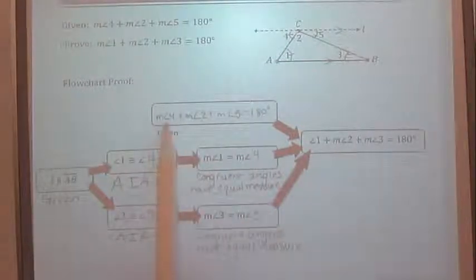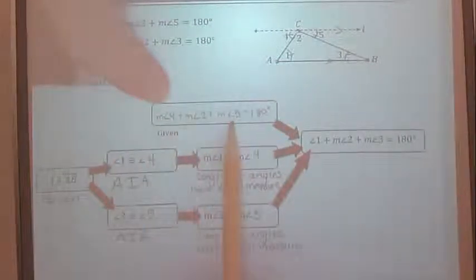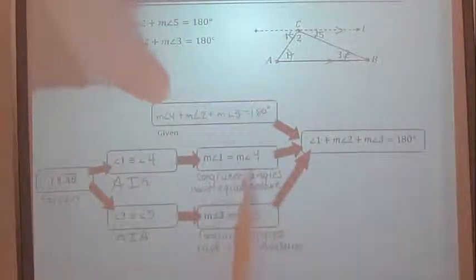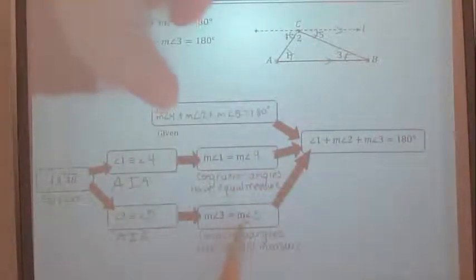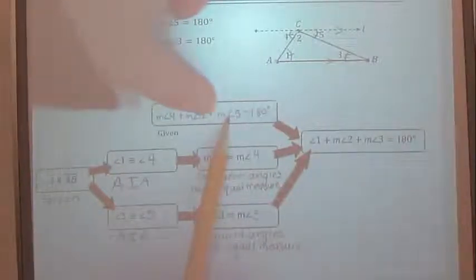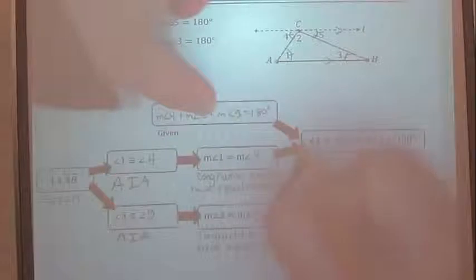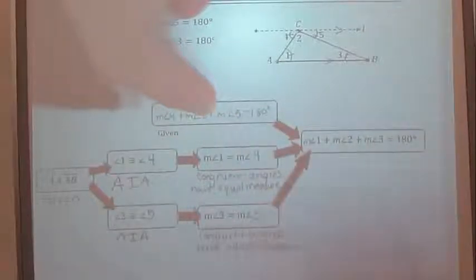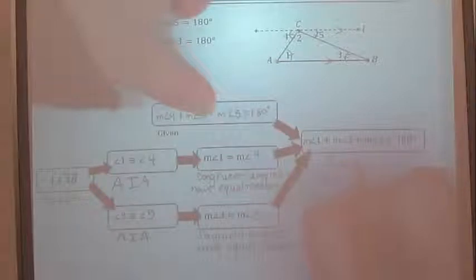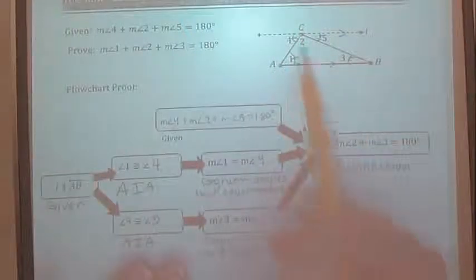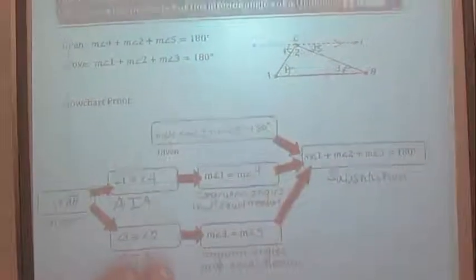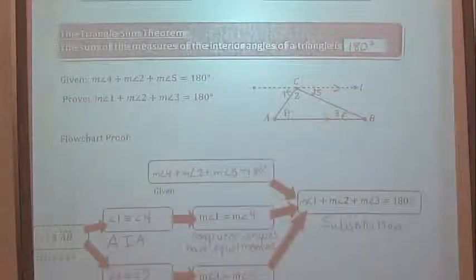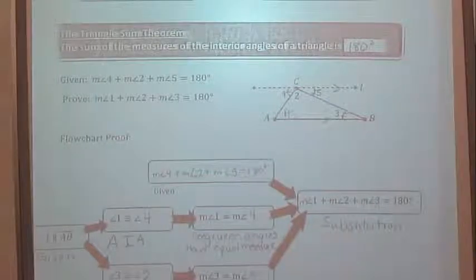And so if we know that the measure of angle 4 plus the measure of angle 2 plus the measure of angle 5 equals 180 degrees, then we can substitute the measure of angle 1 in for the measure of angle 4, and we can substitute the measure of angle 3 in for the measure of angle 5. So we have the measure of angle 1, 2, and 3 adds up to 180, and we just use substitution for that. So we know that the interior angles of a triangle add up to 180. So the sum of the measures, and that goes up there in that blank, the sum of the measures of the interior angles of a triangle is 180 degrees.